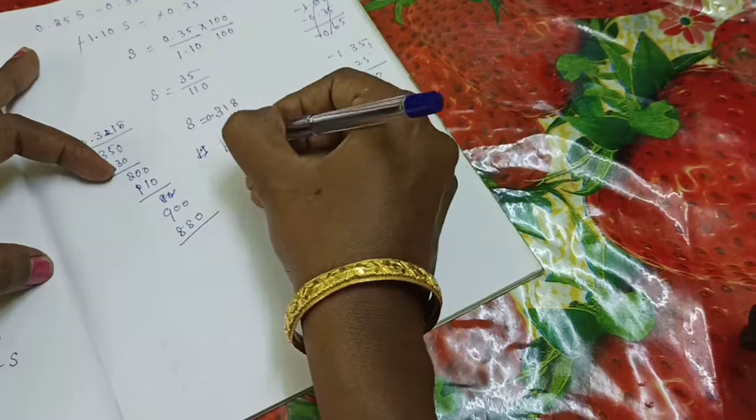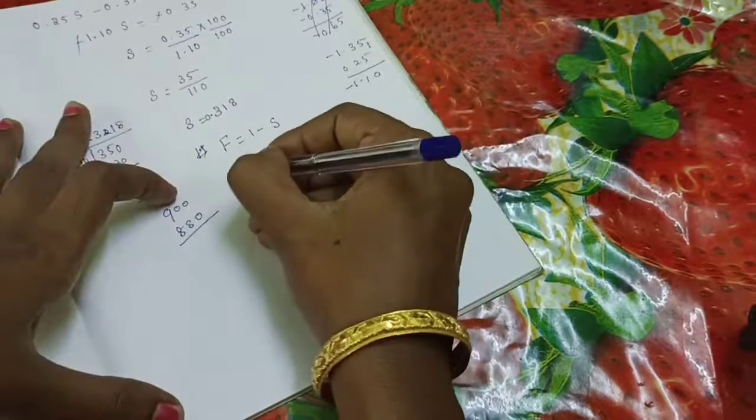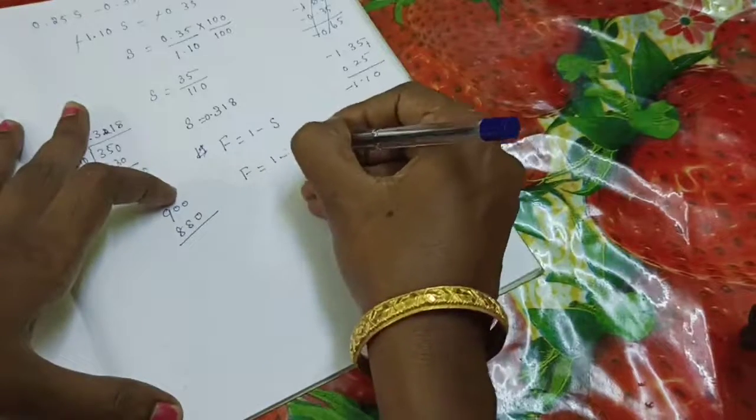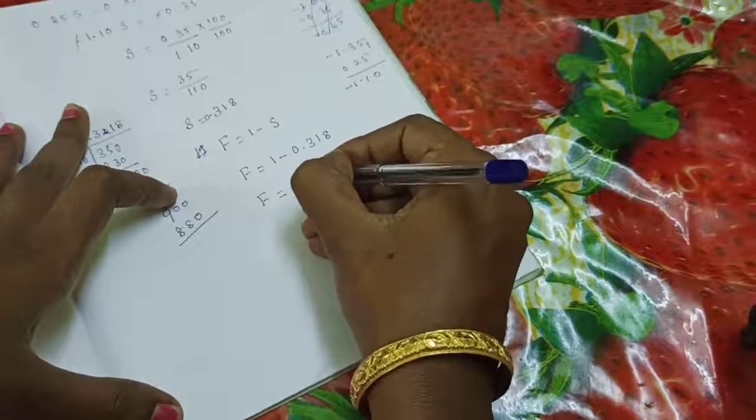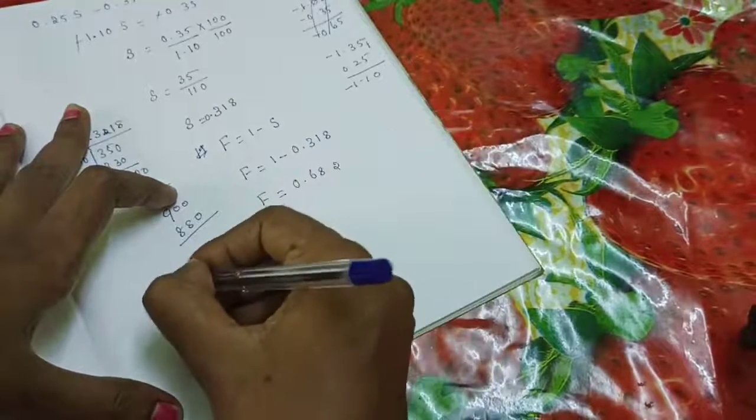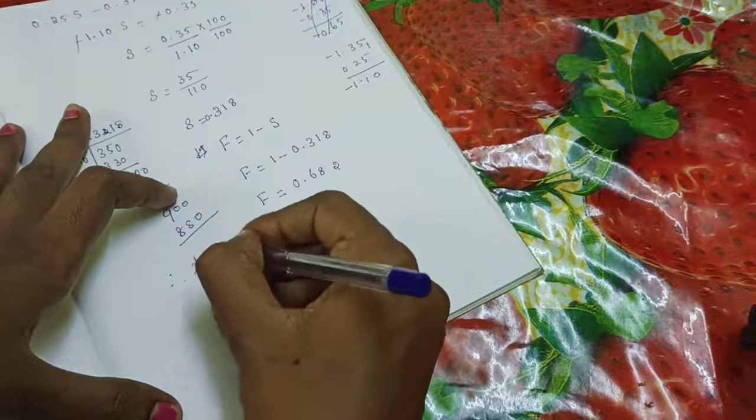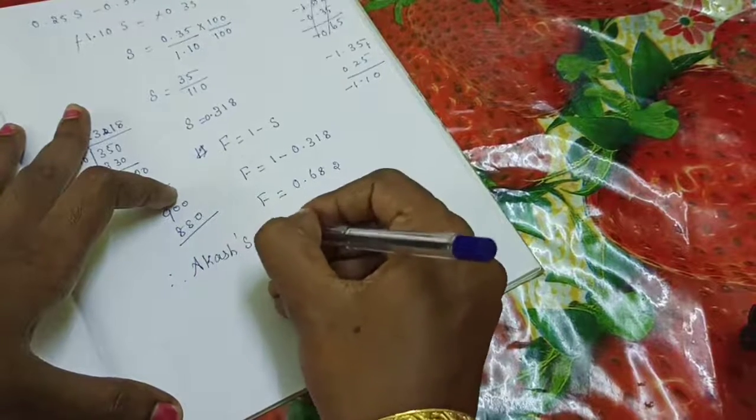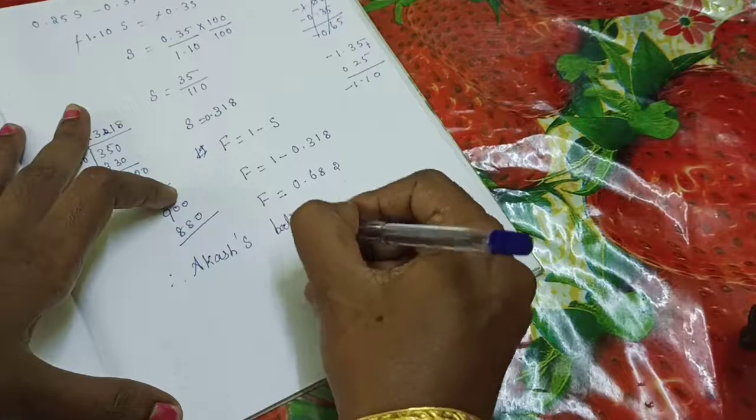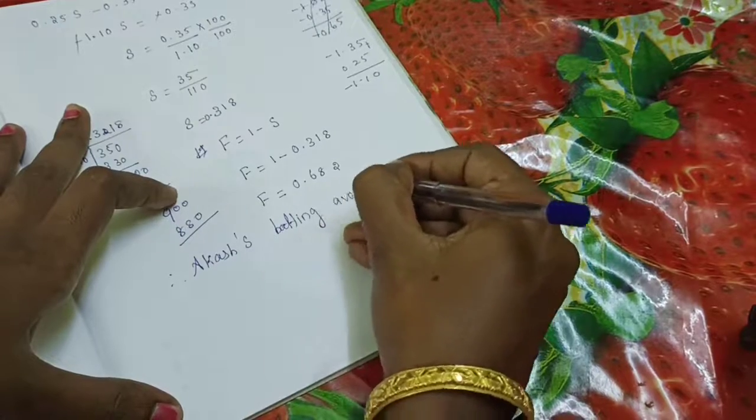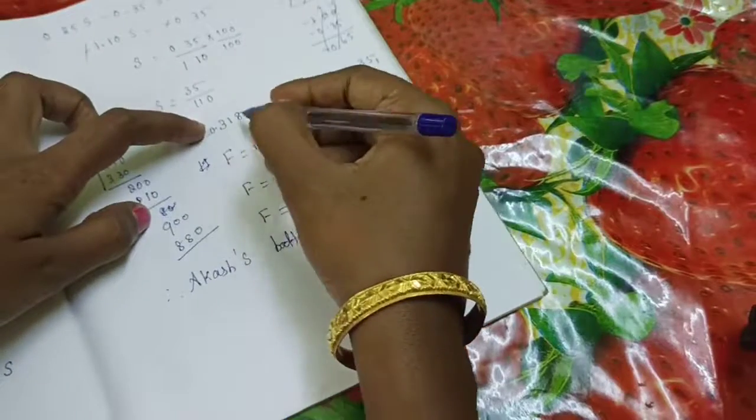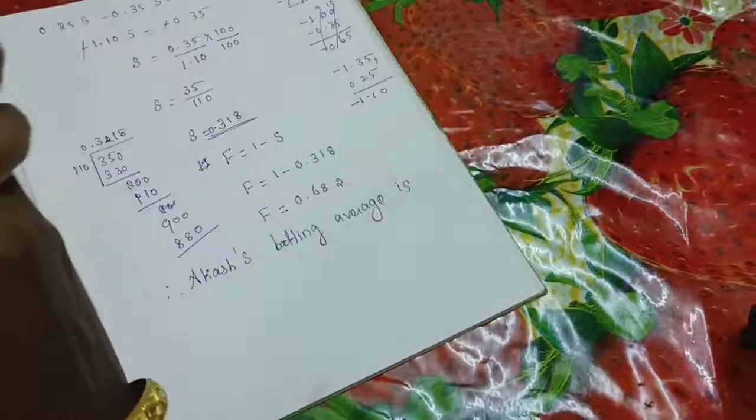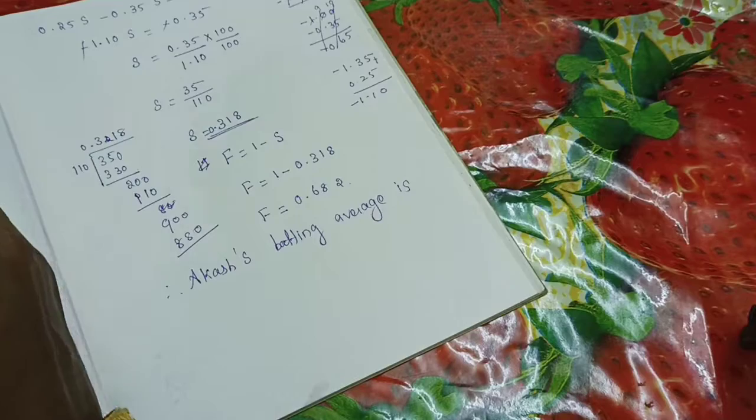So what's the F value? F value is 1 minus S, is it right? So F is equal to 1 minus 0.318. If you subtract, you will get 0.682. So what's the question? Agash batting average is how much? Listen here very carefully. Agash batting average is 0.318.